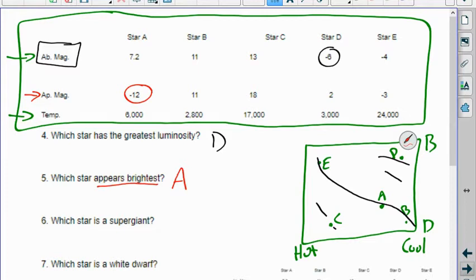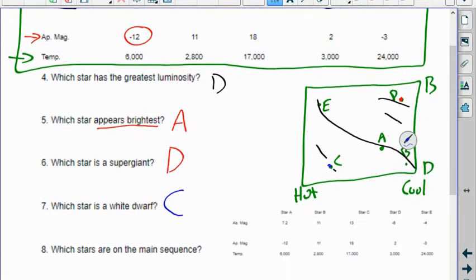Which star is a supergiant? So instead of having to go through all the stuff, I can just look over here and I see that star D was my supergiant. So I'm done with that. It's a cool, bright star. Which star is a white dwarf? So again, I've already done that. I put it right here. Star C is my white dwarf. It is a hot, dim star. Which stars are on the main sequence? Again, I already kind of did that. I have star B right here, star A right here, and star E right here. So A, B, and E.